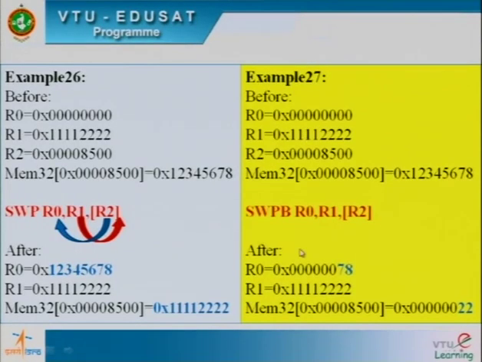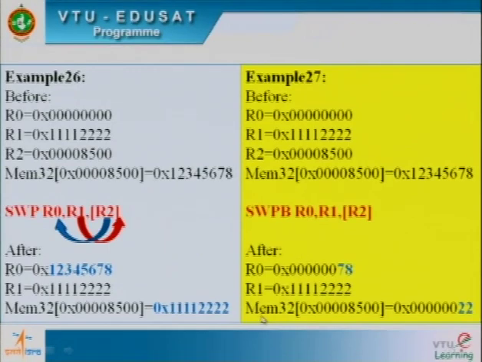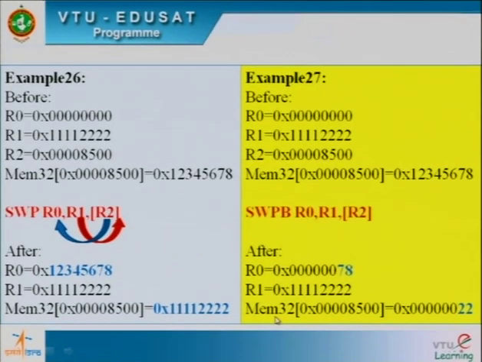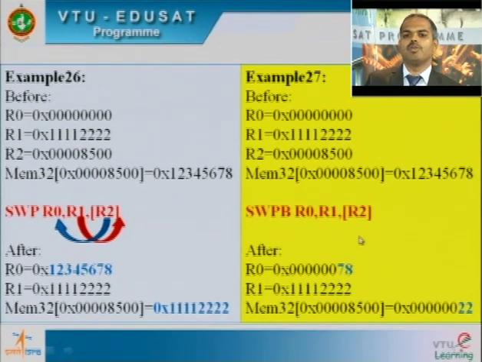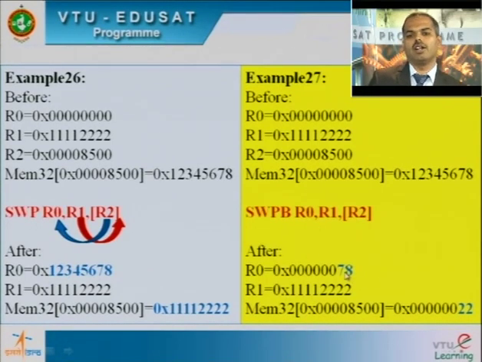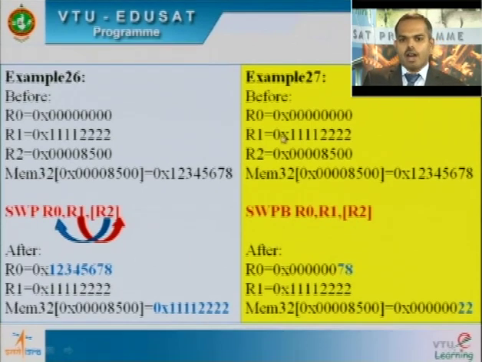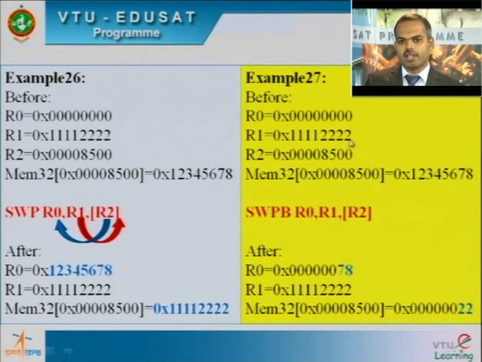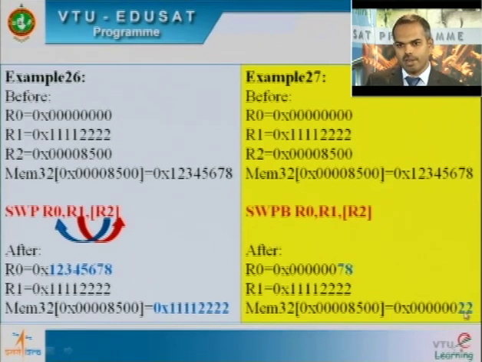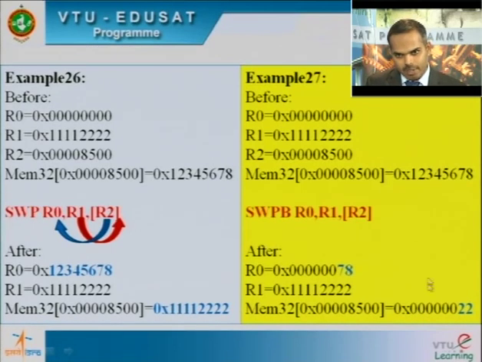R1 will hold the original value as it is. The memory location pointed to by the register R2 will hold the lower byte value of R1, that is 22. This 22 gets copied to the lower byte. The remaining bytes will remain as they are. There is a typing mistake here.